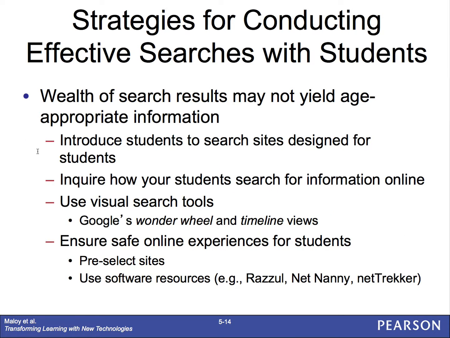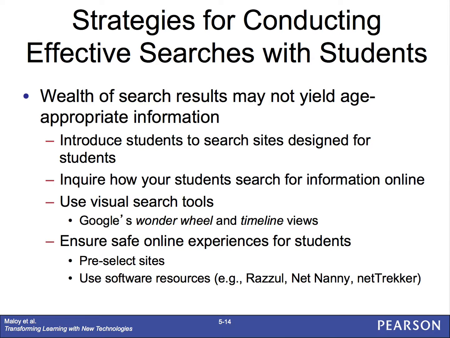Strategies for conducting effective searches with students. Again, there's all types of things out there. Google's Wonder Wheel is no longer. They've got some weird thing now. The Wonder Wheel was pretty cool, but it's not there anymore. A lot of schools use NetNanny or NetTracker to ensure safe online experience. These are filtering systems that don't allow students to do things they shouldn't do on the internet.